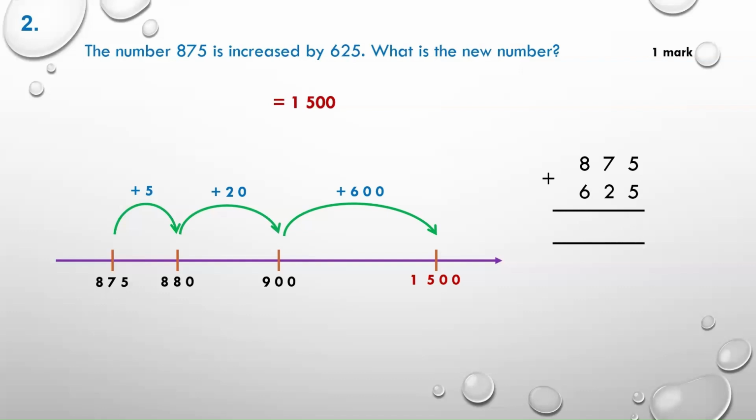And if we're adding, which ones do we start with first? The ones, the tens, or the hundreds? Well, we add the ones first. So 5 and 5 is 10. And we would like to write a number under the ones column, so we could cross out the 0 and put it in there. Great. So now we've completed the ones addition.